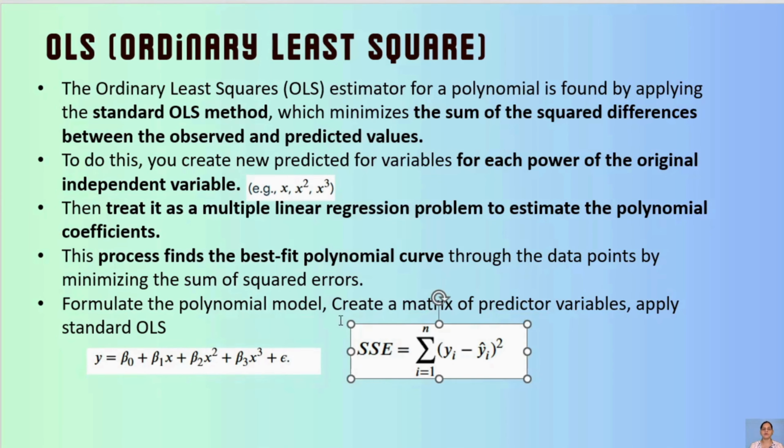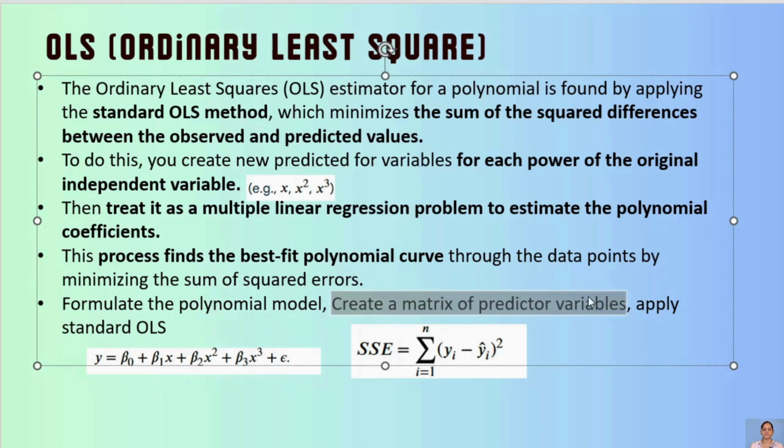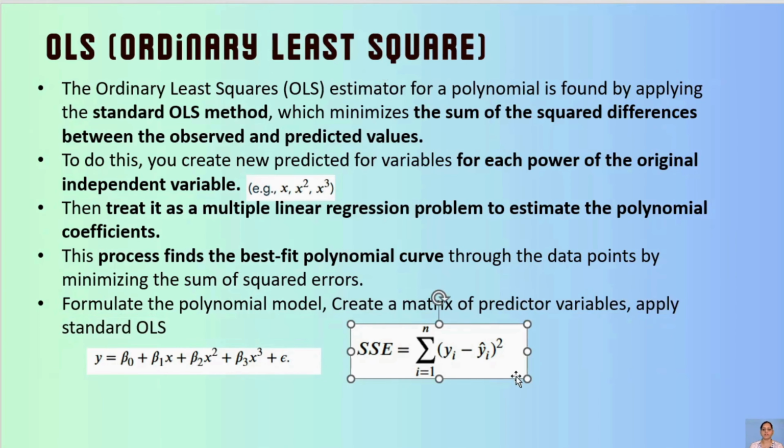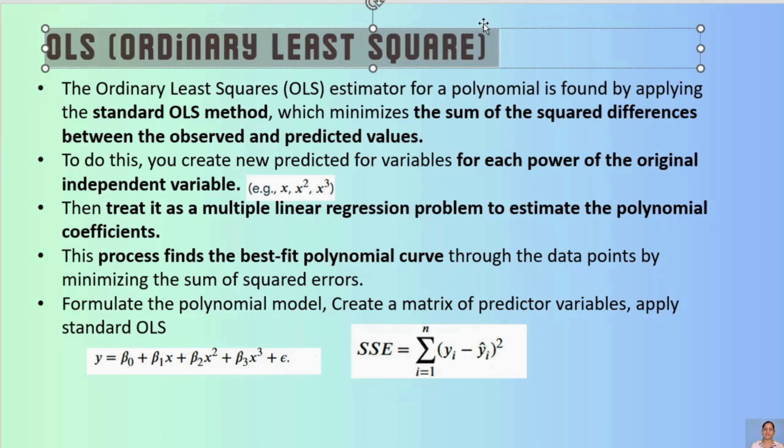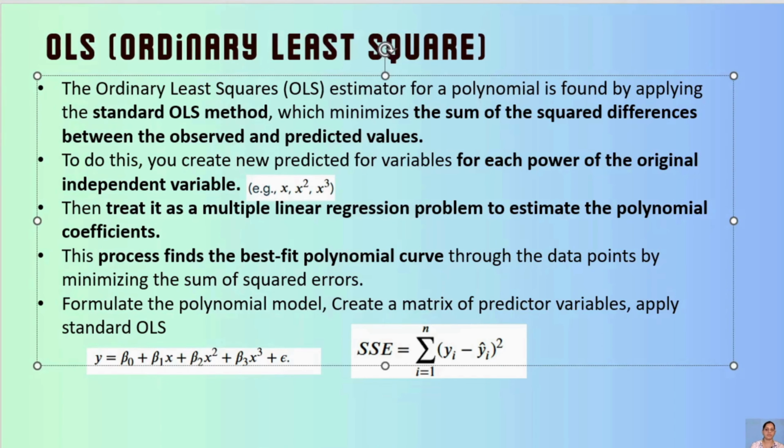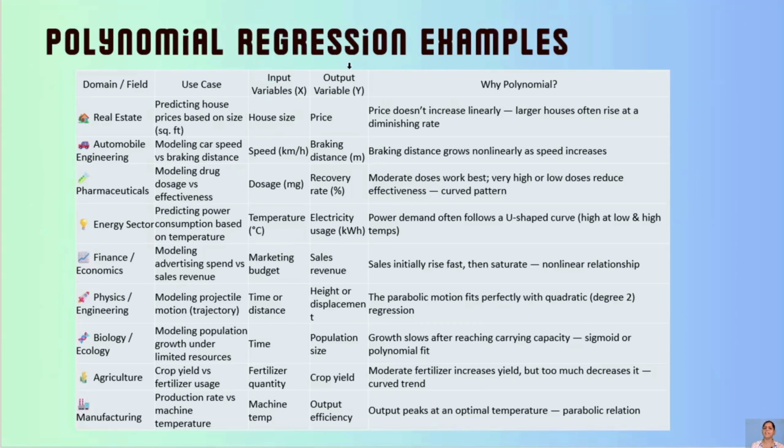Then by taking all the predictor variables, it is going to create a matrix of it, right? Then after that, it is going to apply the OLS method. So what is the OLS method? This is the standard least square method, right? It is going to take actual minus predicted, square it, then add it up like that. So this is the logic behind your polynomial regression, the OLS method, or ordinary least square method.